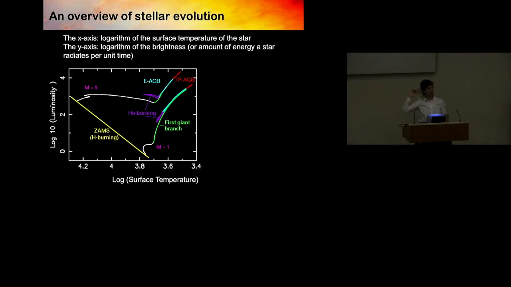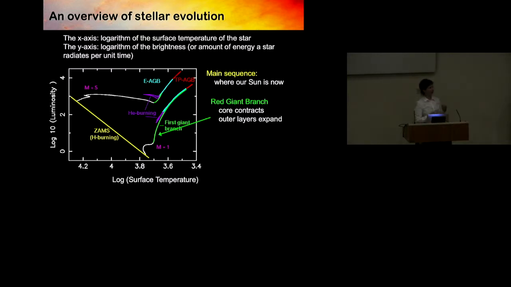And what I'm showing you is the evolutionary tracks of how the surface temperature and brightness change as a function of time for a 1 and 5 solar mass star. Now, our sun's called a main sequence star. It's burning hydrogen to helium in its core. I'm going to use burning and fusion interchangeably, so if that's a bit confusing, let me know.